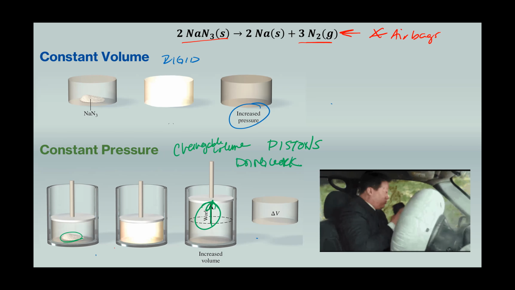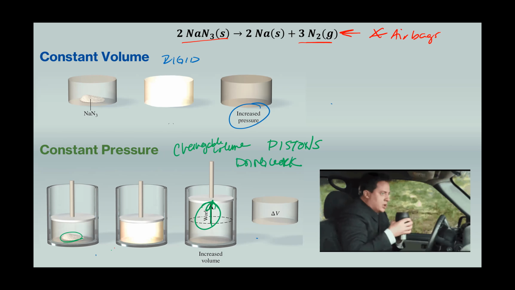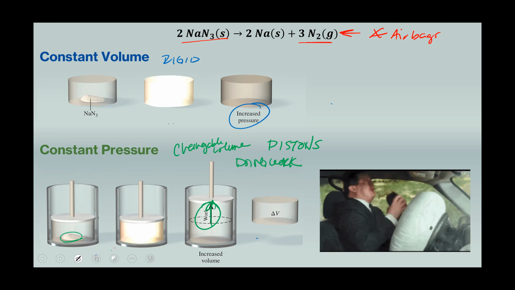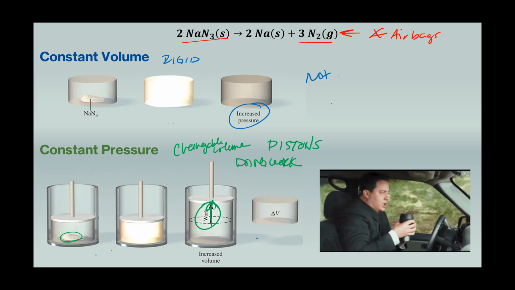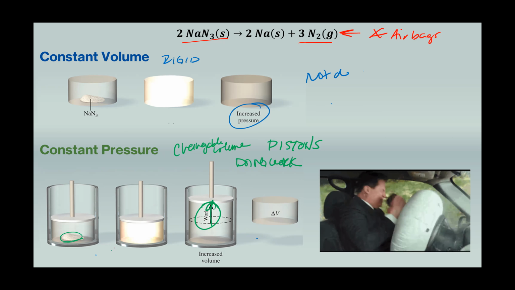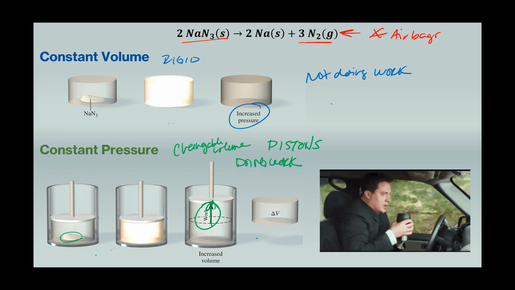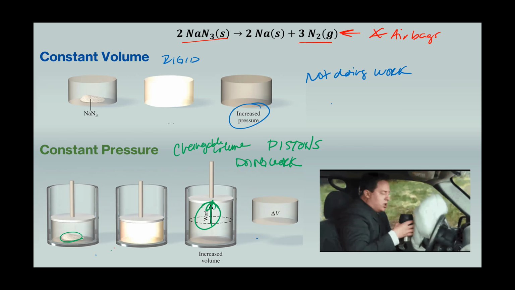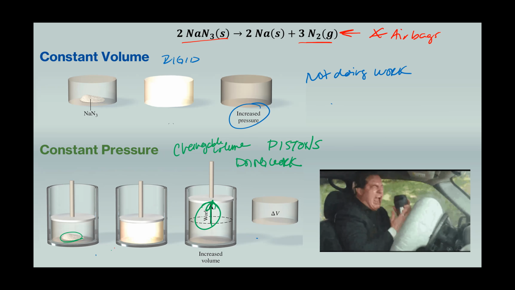So the difference here is that at constant pressure, we're doing work. At constant volume, we're not doing work. But the reaction is the same as we do it. So let's see what's happening here.